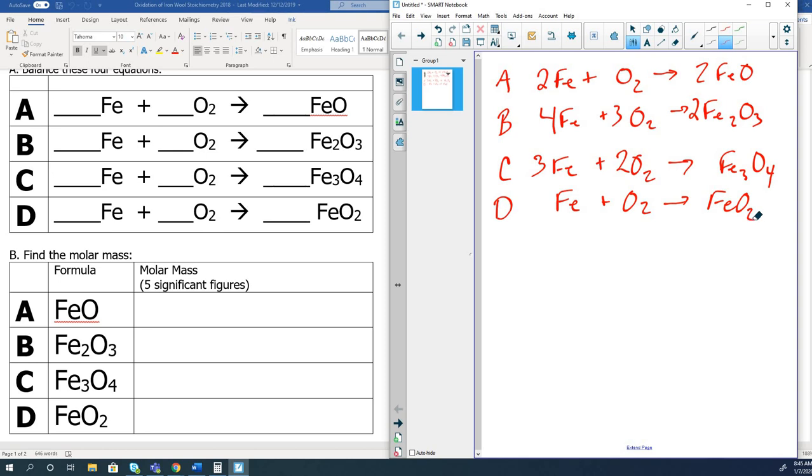Okay, now I'd like you to add up the masses of these really quickly. Fe has a mass of 55.845. Oxygen has a mass of 15.999. So quickly add those up for me. What if we use the 2 in, oh, you've got a 2 here? Go ahead. Okay. I just memorized 5 significant figures.